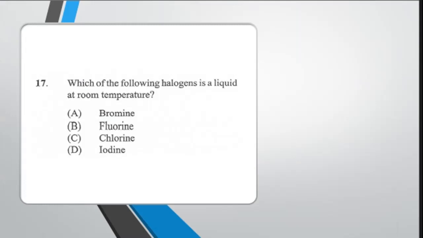All right, question 17. Which of the following halogens is a liquid at room temperature? Let's look at them first. We have bromine, fluorine, chlorine, iodine. So we are dealing with halogens. These elements are all in group 7, so we know that they're all missing one electron to become completely filled. Okay, fair enough. So let's take a look at some of the properties of halogens.